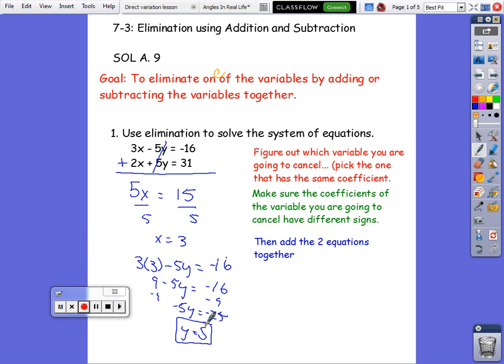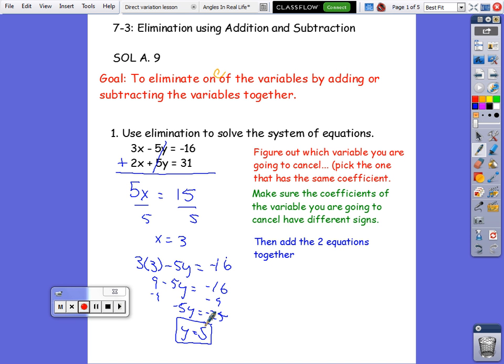So I added them together as if I was collecting like terms, canceled out the y's, and I ended up with 3x plus 2x, which was 5x, and negative 16 plus 31 is 15. So now I just solve it like a one-step equation, and x ended up equaling 3. So I plugged that 3 back into my first equation. I could have picked either, and I got that y equals 5.